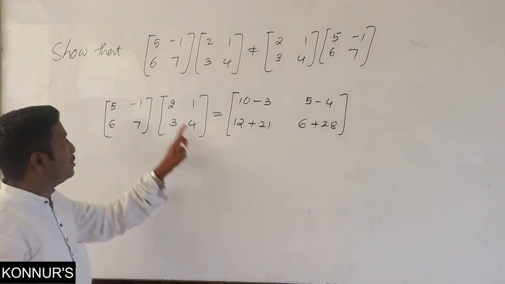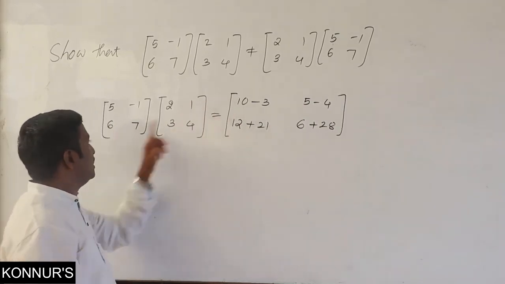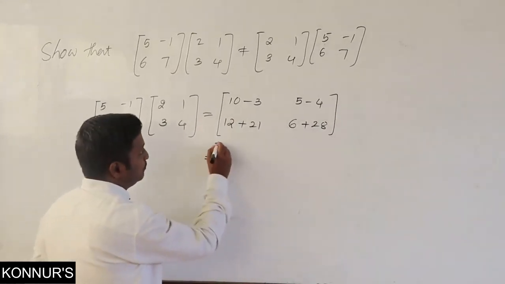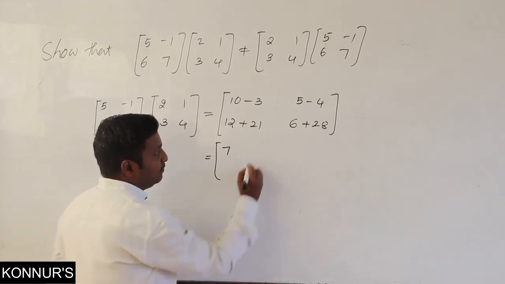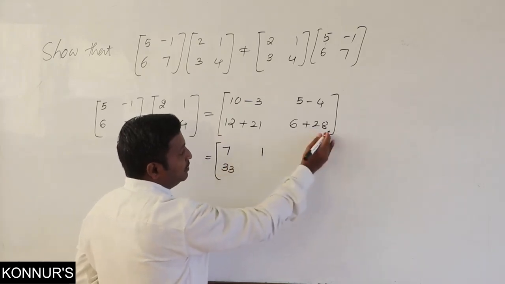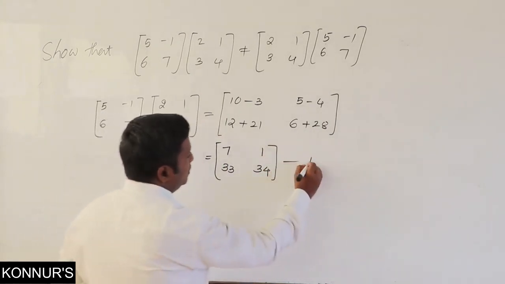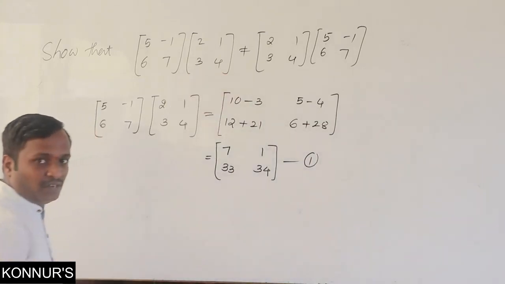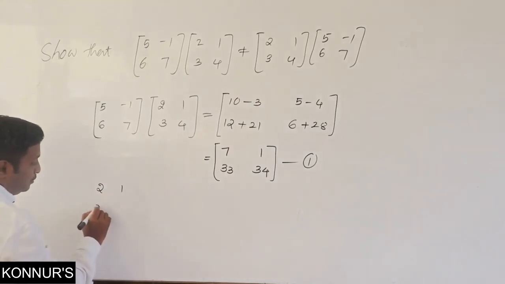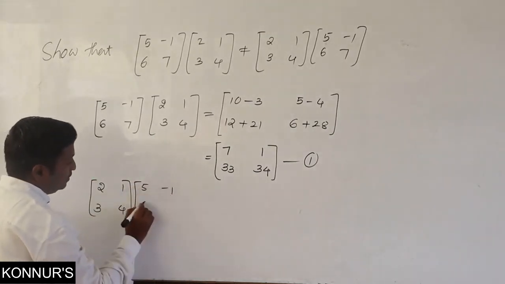First row, first column. First row, second column. Second row, first column. Second row, second column. You have to simplify: 10 minus 3, 7. 5 minus 4, 1. 12 plus 21, 33. 6 plus 28, 34. This one we did. Now what I will do is reverse it: [2 1; 3 4] into [5 -1; 6 7].